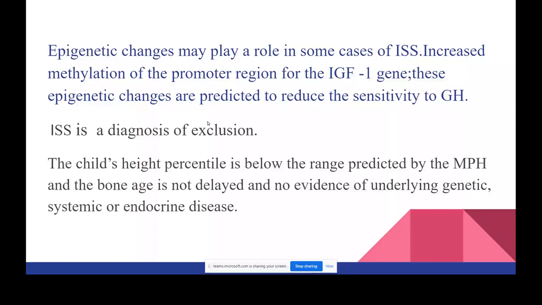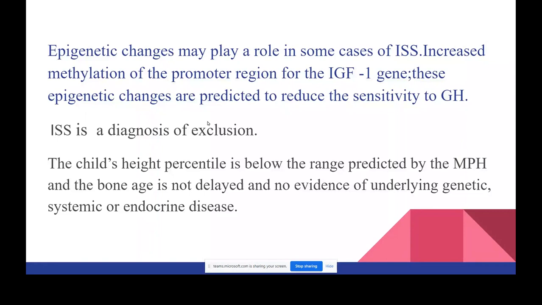Now, idiopathic short stature, there is no way of diagnosis other than these genetic variants, because usually we come to the diagnosis by exclusion of other pathological causes in the child. The child's height percentile is below the range predicted by the mid-parental height, but very important, the bone age is not delayed. No evidence of underlying genetic, systemic or endocrine disorder, and not even a familial short stature like the constitutional delay children. They will not catch up the growth during adulthood. No other cause found, but bone age is normal. They are short. So this is ISS, idiopathic short stature.